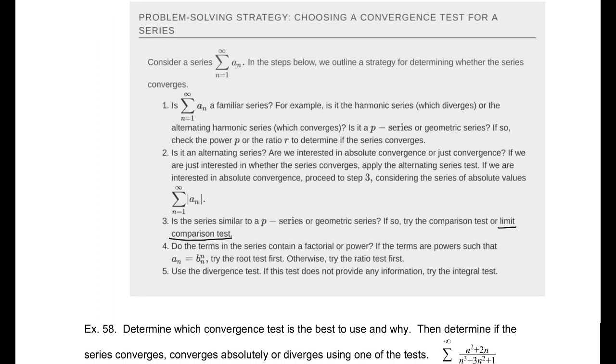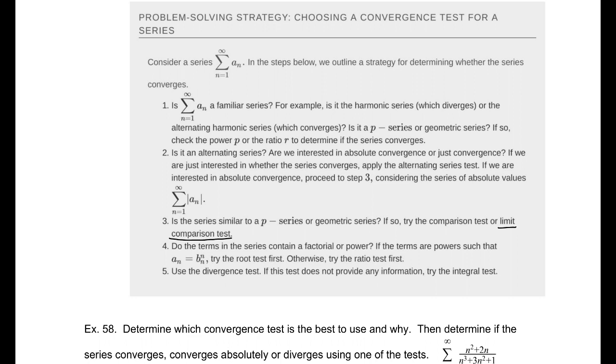If the terms of our series contain a factorial or some sort of power, then it might be a good idea to try either the ratio or the root test. Now, if there are powers of something to the nth power, the root test is absolutely the best, hands down. Otherwise, we might try the ratio test. Okay, if there are factorials or exponents, that's usually a good idea.